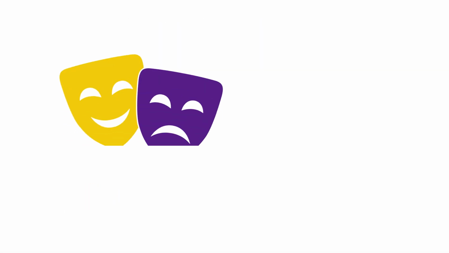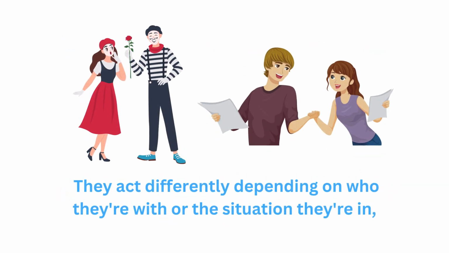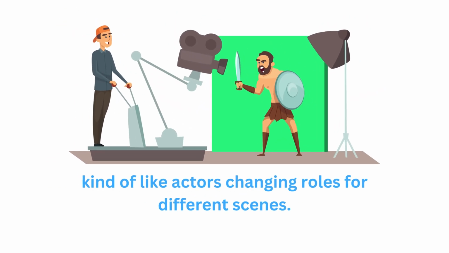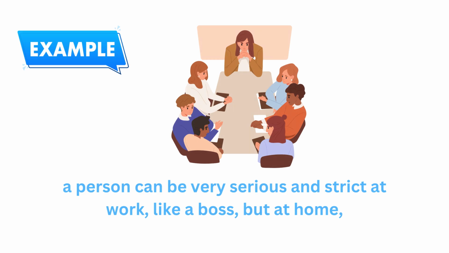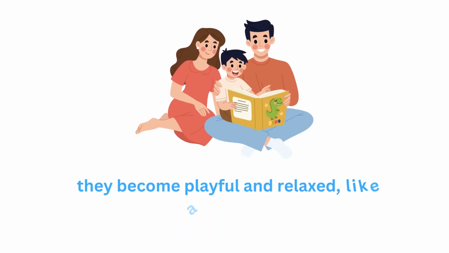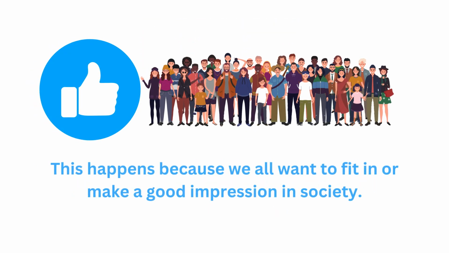Number 3. The Law of Role-Playing. This law suggests that people wear masks in social situations. They act differently depending on who they are with or the situation they are in. Kind of like actors changing roles for different scenes. For example, a person can be very serious and strict at work, like a boss, but at home they become playful and relaxed, like a fun parent. This happens because we all want to fit in or make a good impression in society.